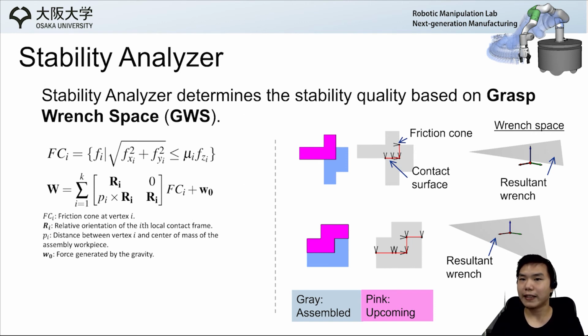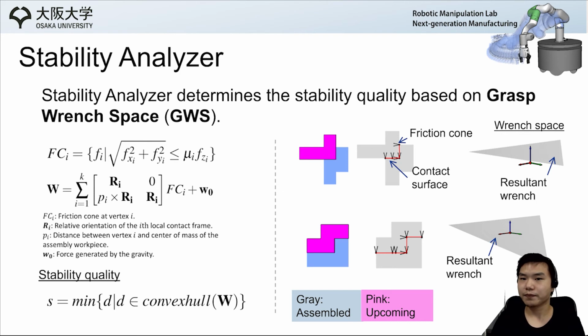When a part is balanced, the range space origin should be enclosed by the range hole. The quality of the stability is computed as the minimum distance between the range space origin and the range hole surface. The distance indicates how good the forces and frictions can resist gravity. In the first example, it's an unstable assembly since the range space origin is not inside the range hole, and the second one is stable.